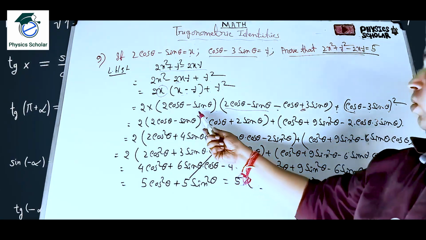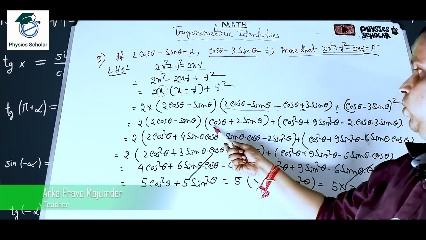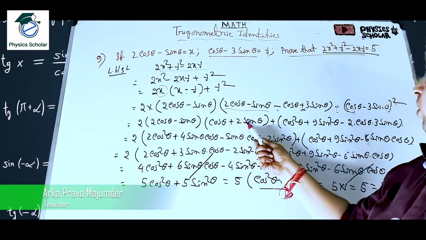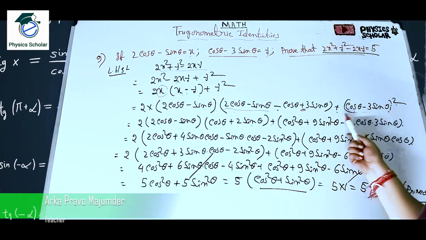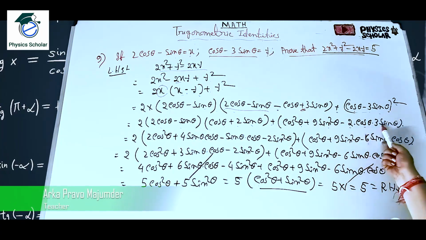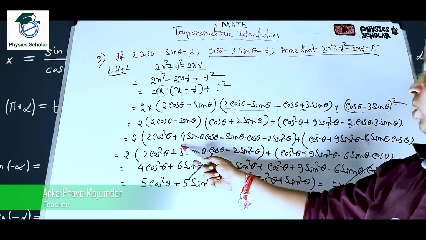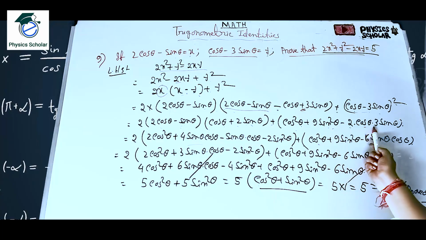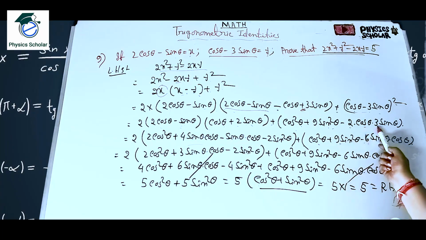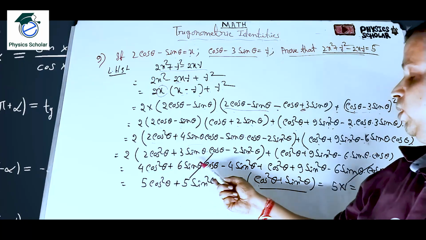Clear? Now 2 into cos theta minus 2 cos theta minus sin theta into what? This is what? Cos theta plus 2 sin theta. Okay, plus here we have a whole square, so a square plus b square minus 2ab. Okay, now we are multiplying these two, so this is coming, cos theta plus 9 sin square theta plus 6 sin theta cos theta. Okay, so now we are multiplying it by 2, so this is coming.